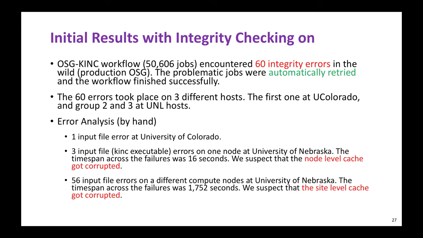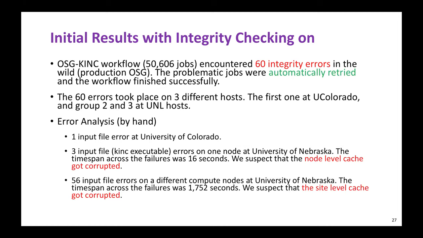So the scientists were fine, the results were fine. But when we dug into those 60 errors, we found that they happened on different hosts. This error analysis was done by hand, by digging through the logs. We found that one was an input file error at University of Colorado. Then there were three errors, mostly on the executable files, on one single node at University of Nebraska. And the rest of the 56 errors were on different compute nodes on the same site.